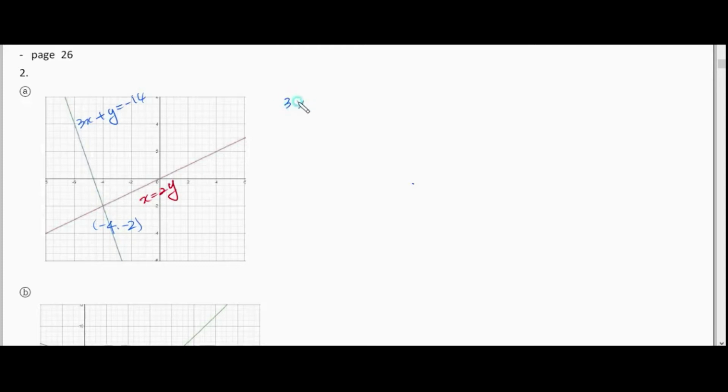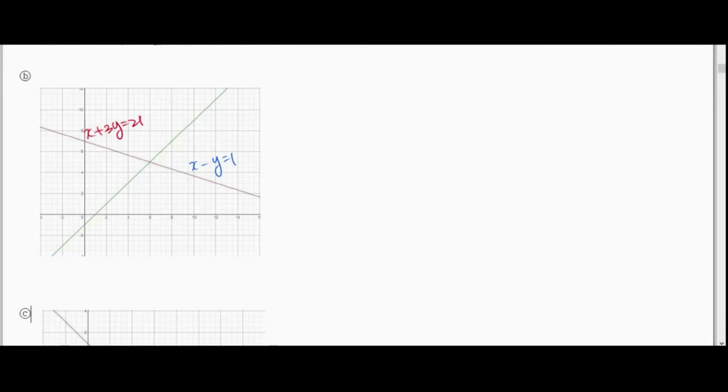So let's start with the first equation. 3 multiplied by negative 4 plus negative 3. This equals negative 14. And then this is negative 4 equals 2 multiplied by negative 2, and this is also correct. Now let's go for B.